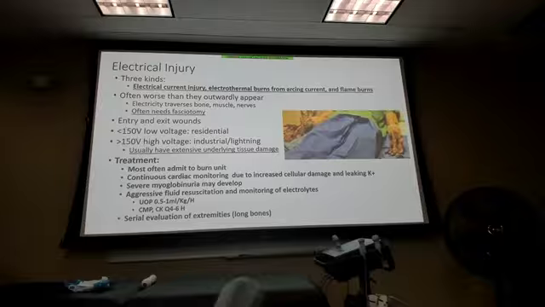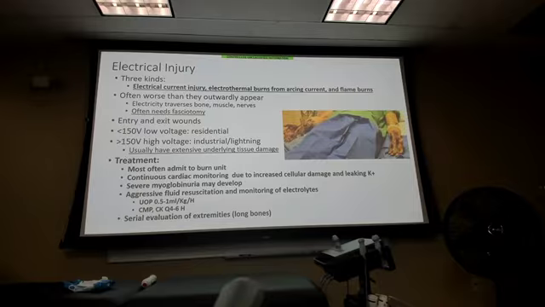And especially with the industrial and lightning injuries, you're going to have extensive underlying damage. You may only have one little tiny area of burn that you see outwardly on the skin, but the internal damage is extreme. These patients are most often admitted to the burn unit. They will have continuous cardiac monitoring, most likely, because of the cellular damage and leaking of potassium. Hyperkalemia is super, super common with these guys.